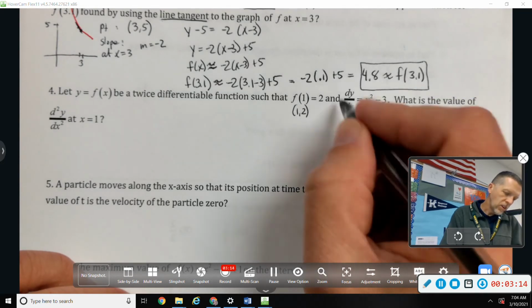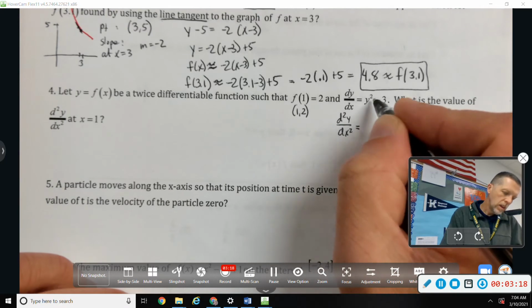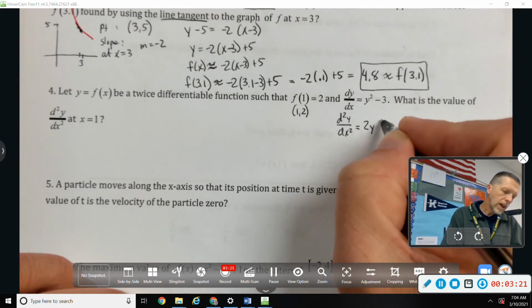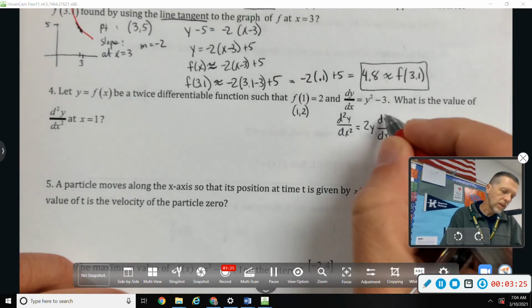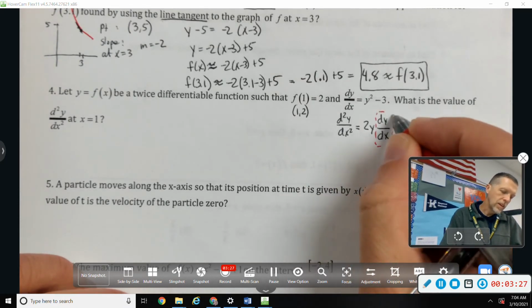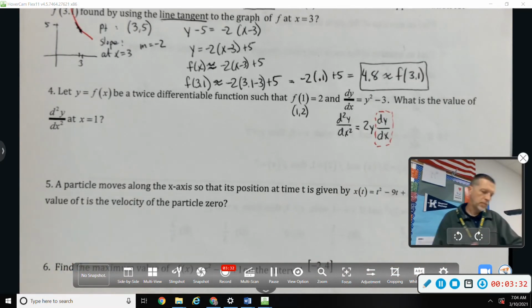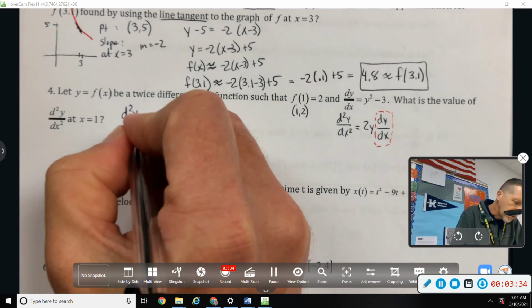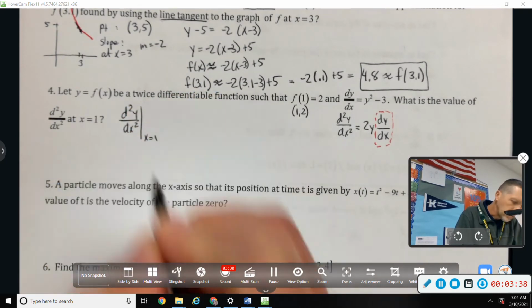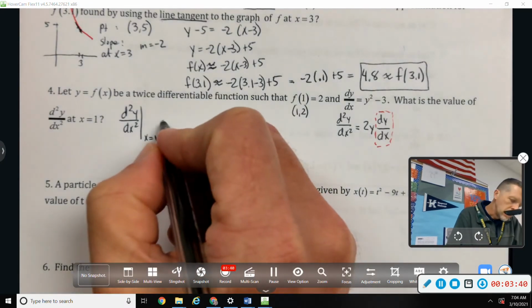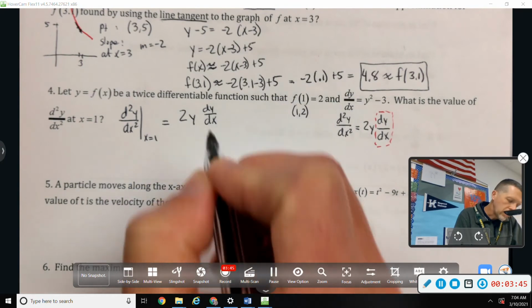So let's kind of start here and do a derivative of him. Derivative of y squared would be 2y times dy dx. That'll be the part that people miss right there, including that dy dx piece. Derivative of 3 goes away, so we're not worried about that. So I want to find the second derivative at x equals 1. So that's 2y dy dx.